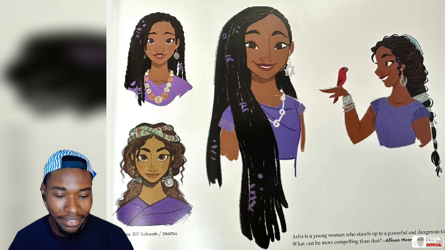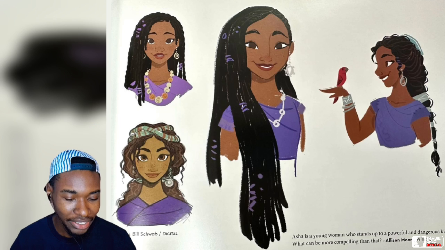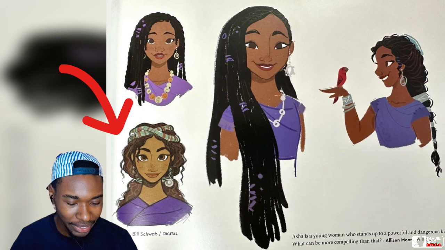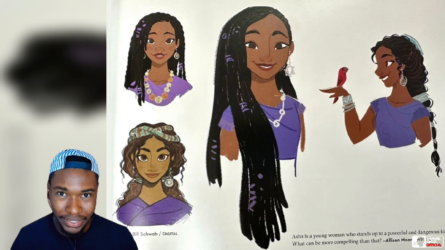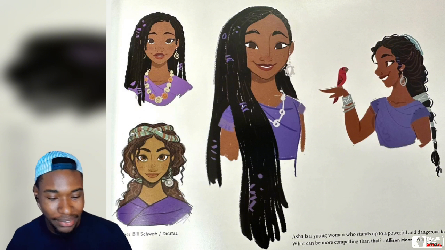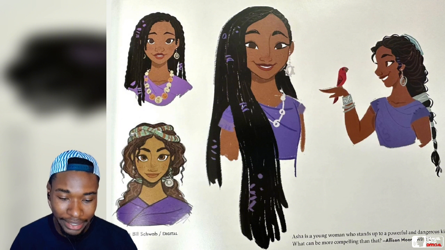And here we can see how they explored different hairstyles for Asha's braids. I kind of prefer this one here where she has the headpiece on because, like I said, I gravitate more to the traditional cultural Northern African look. But still, I love the box braid and it's still good.